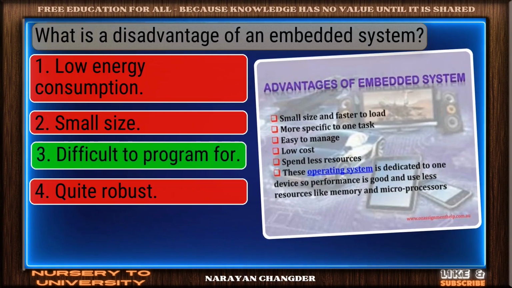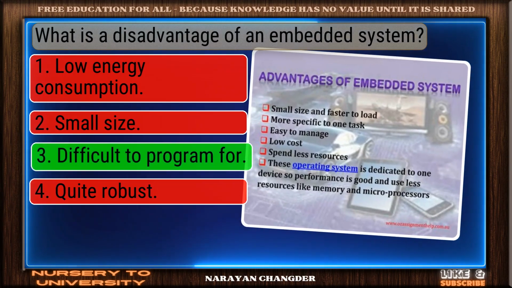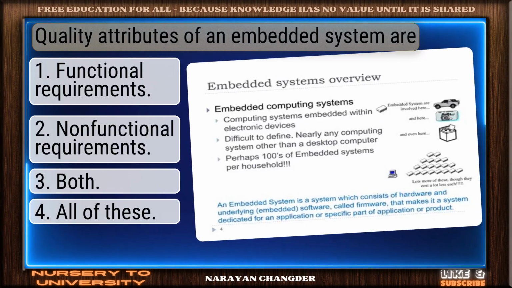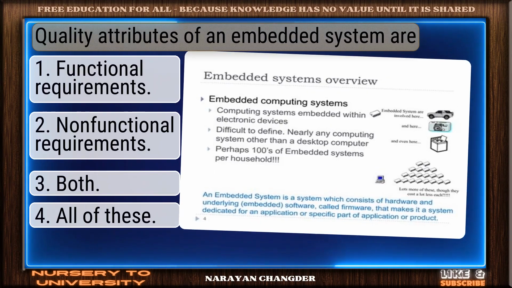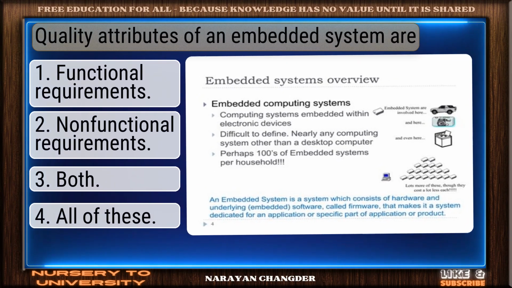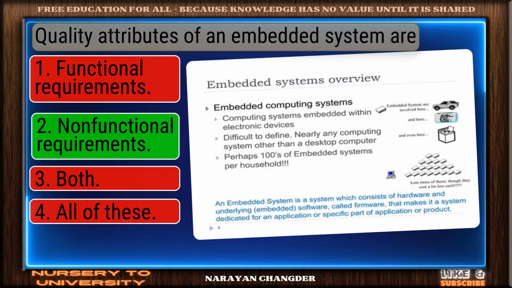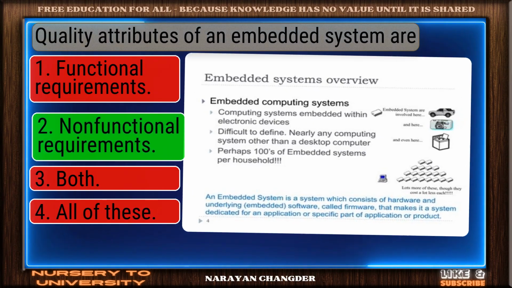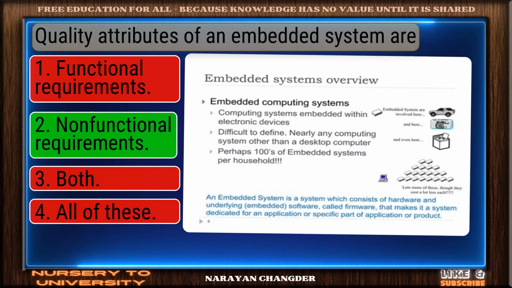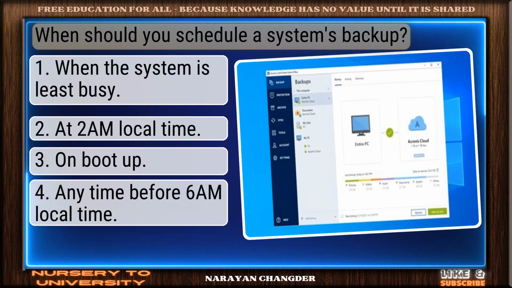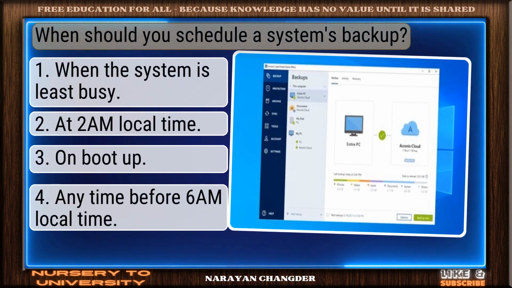Strong choice. Difficult to program for is the right answer. Question number 47. Quality attributes of an embedded system are. You're right. Non-functional requirements is the correct answer. Question number 48. When should you schedule a system's backup?